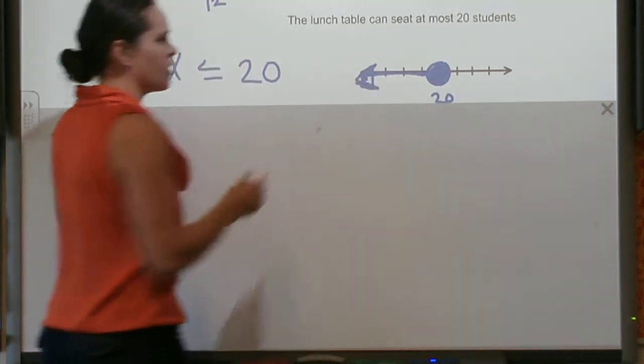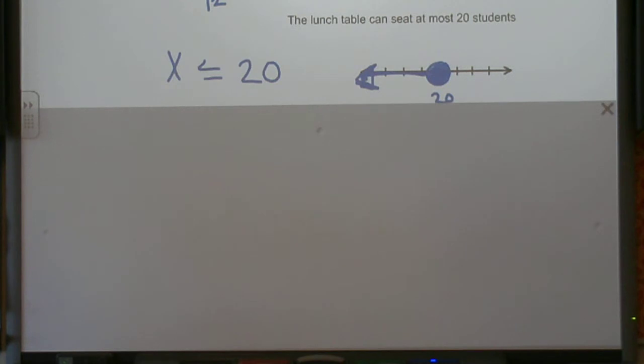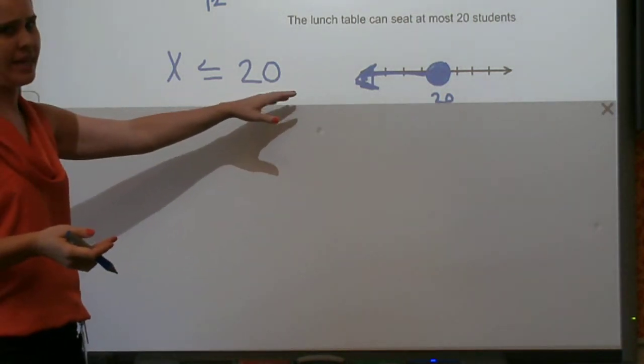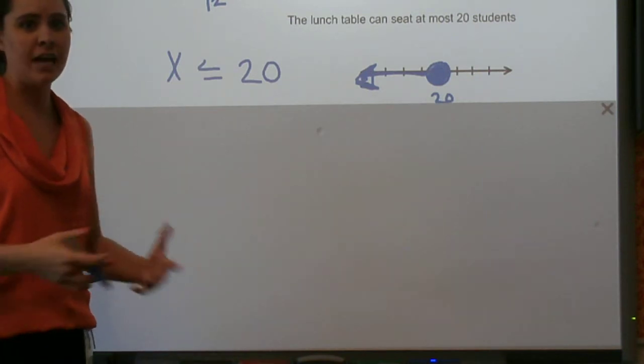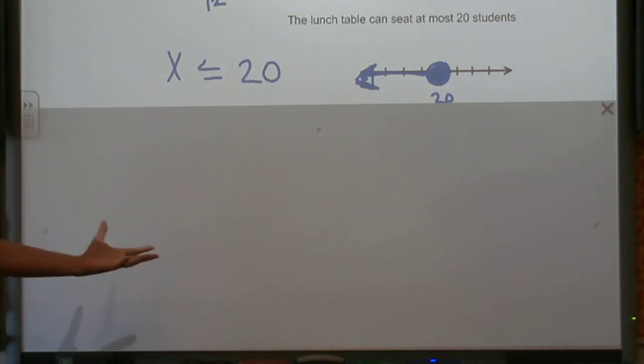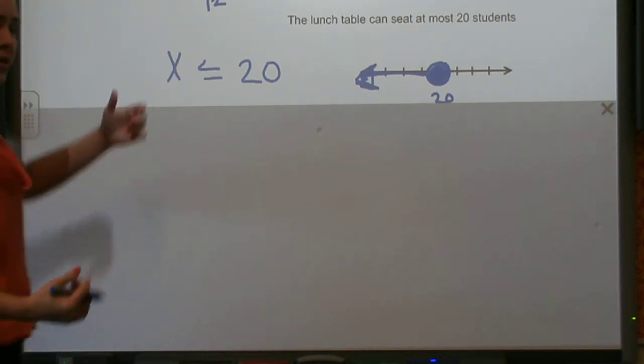Because think about it, your lunchroom table. You can have 5 people sitting there, or you can have the maximum of 20 sitting there, but you can't have 25. The tables weren't built that way. There wouldn't be any seats for those students. But there could be less.